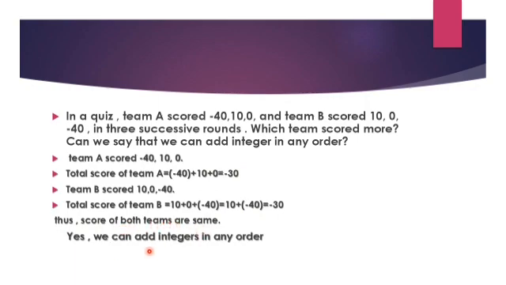We can add integers in any order because of the commutativity property. Commutativity property means if we add integers in any order, we get the same answer. It means a plus b is equal to b plus a.